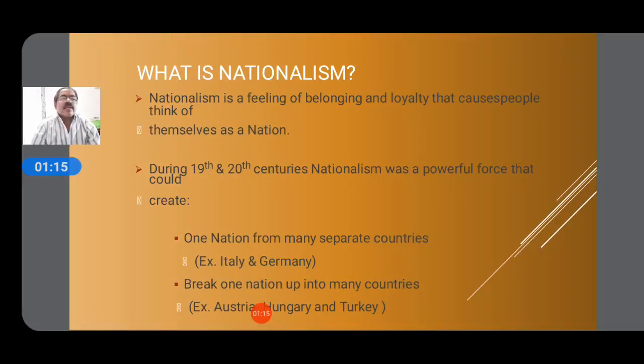What is nationalism? Nationalism is a feeling of belonging and loyalty that causes people to think of themselves as a nation. During the 19th and 20th centuries, nationalism was a powerful force that could create one nation from many separate countries, for example Italy and Germany, or break one nation up into many countries, for example Austria, Hungary and Turkey.